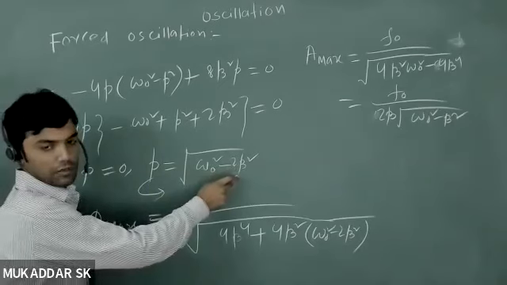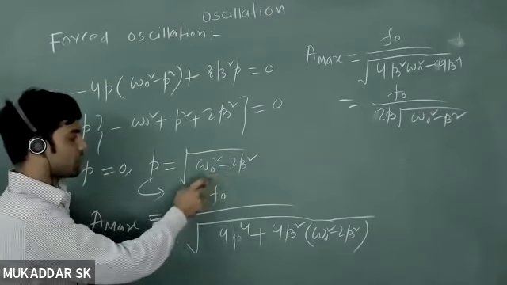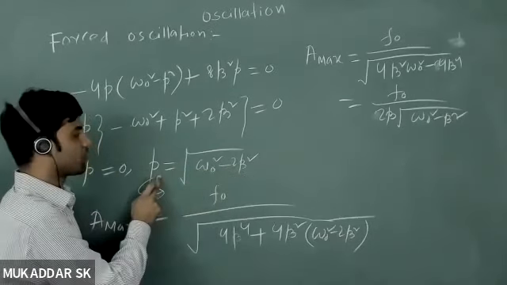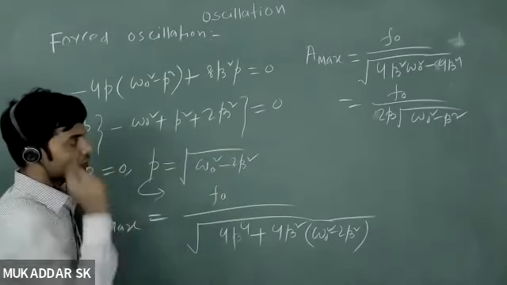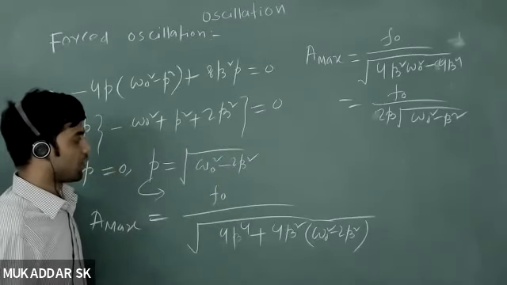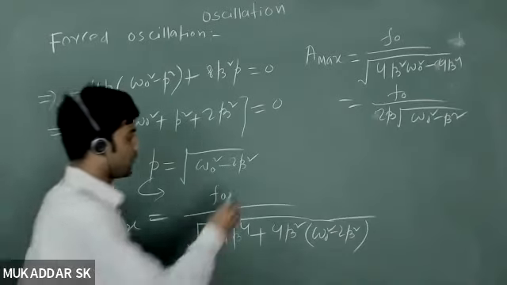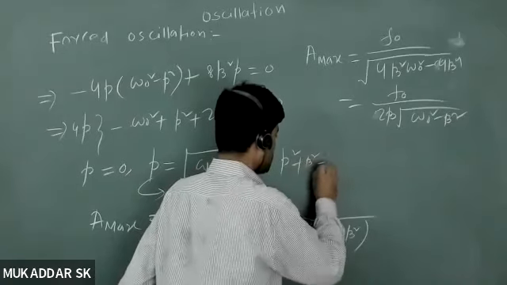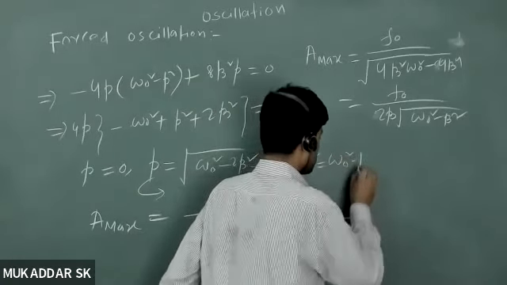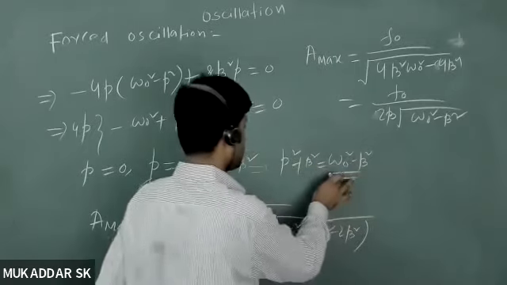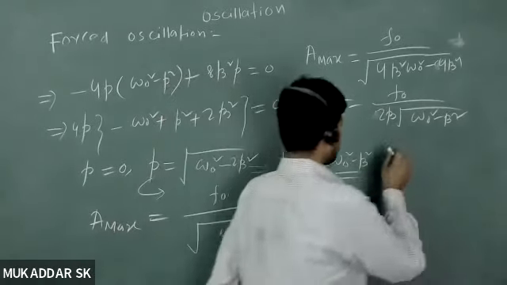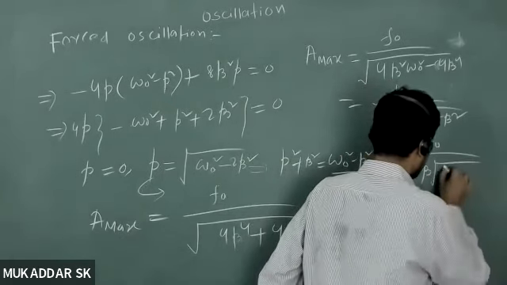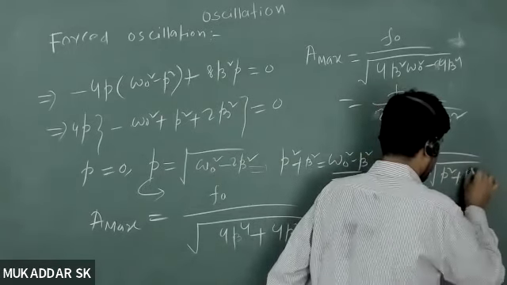Omega naught square minus 2 beta square, right? P square is nothing but omega naught square minus 2 beta square. It means omega naught square minus beta square will become how much? P square plus beta square. So in place of omega naught square minus beta square, I'll substitute p square plus beta square. From here I can write, right? P square plus beta square, that will be how much? Omega naught square minus beta square. So I'll substitute this omega naught square minus beta square here. So I'll get f naught divided by 2 beta square root of p square plus beta square.